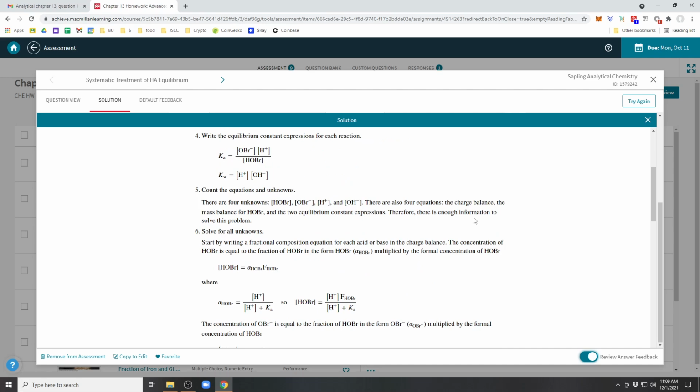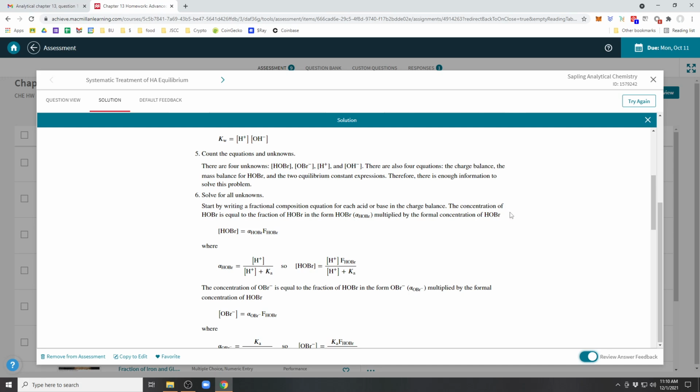Alongside the fact that we know the Kw and we know the pKa, this should give us enough problems that we can use them to solve each other and start knocking out variables. So what you need to do is start solving for all of the unknowns. We can start with writing a fractional composition equation for each of the acids and bases. This will be a very handy tool, and it's a good place to start on almost all these problems.